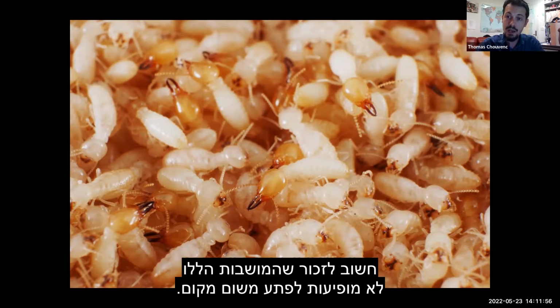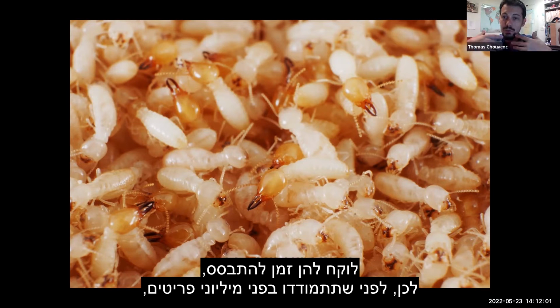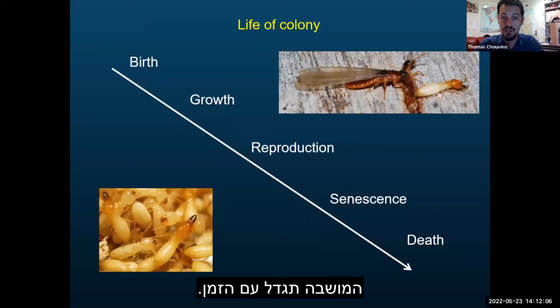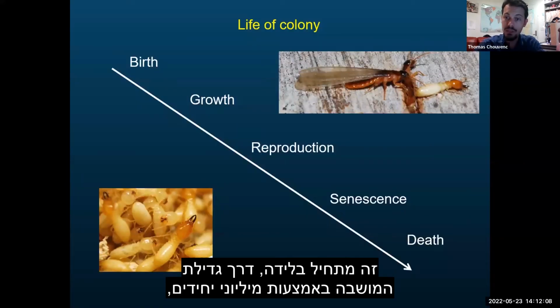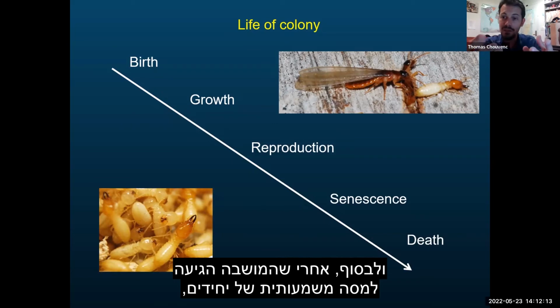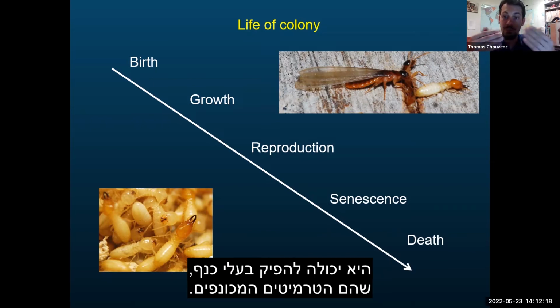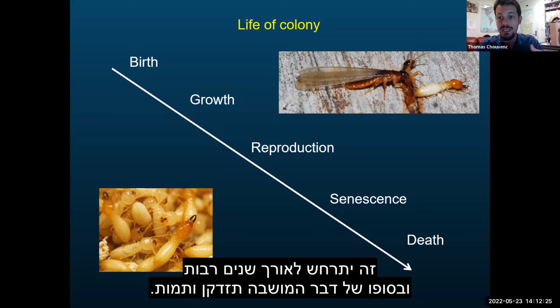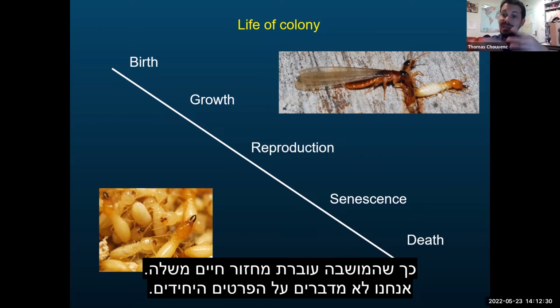Now, important, these colonies don't just appear from nowhere. They take time to establish. So before you reach millions of individuals, the colony will grow over time, going from birth to colony growth to millions of individuals. And finally, when the colony has a critical mass of individuals, they can produce alates, the winged termites. This is the reproduction part of a colony. It's going to do this for many years, and eventually the colony will go through senescence and death. So the colony goes through its own life cycle.